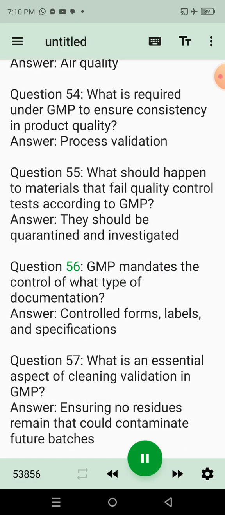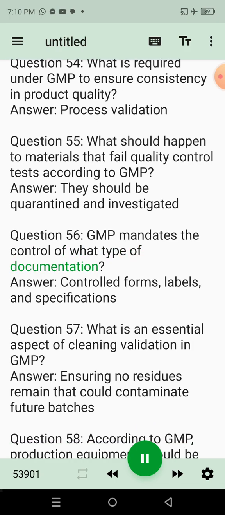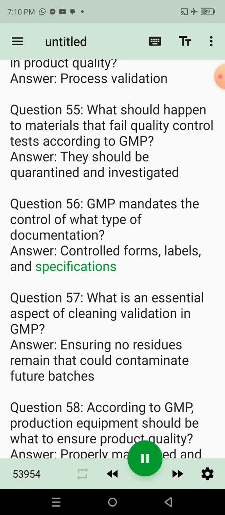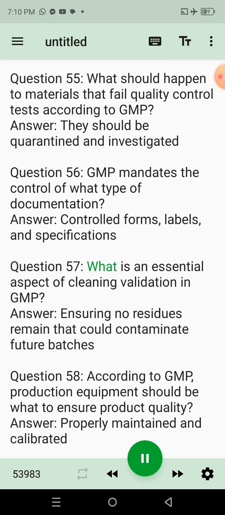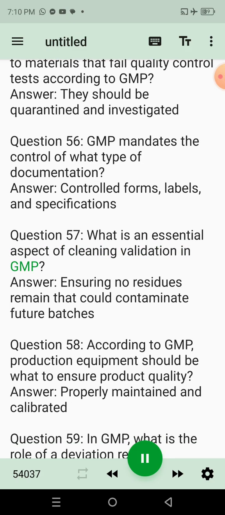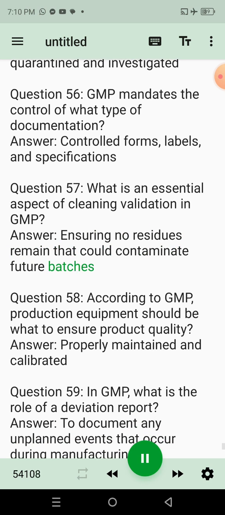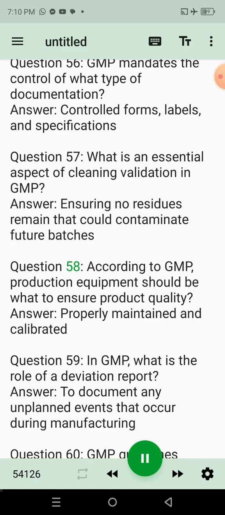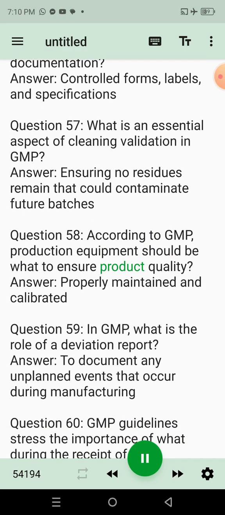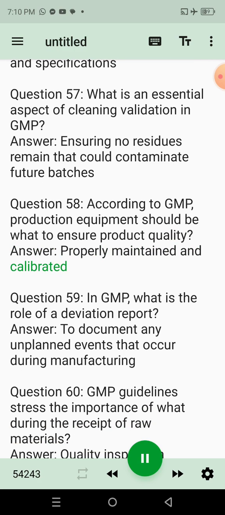Question 56. GMP mandates the control of what type of documentation? Answer: controlled forms, labels, and specifications. Question 57. What is an essential aspect of cleaning validation in GMP? Answer: ensuring no residues remain that could contaminate future batches. Question 58. According to GMP, production equipment should be what to ensure product quality? Answer: properly maintained and calibrated.